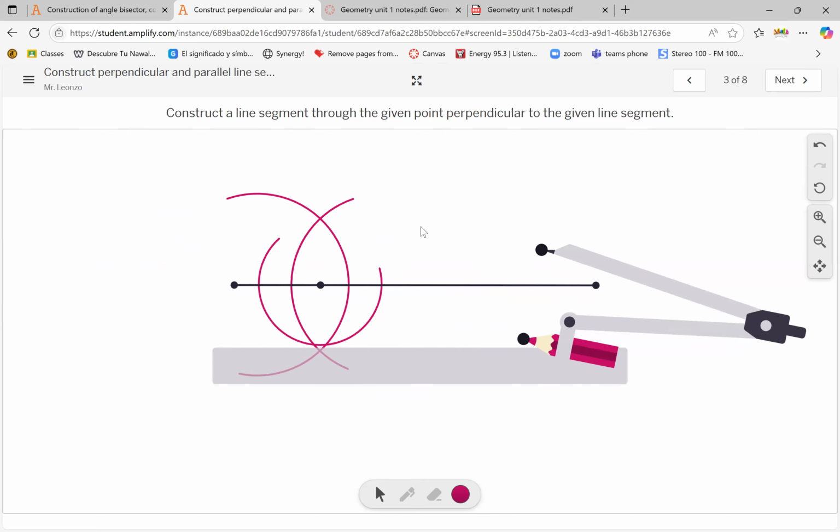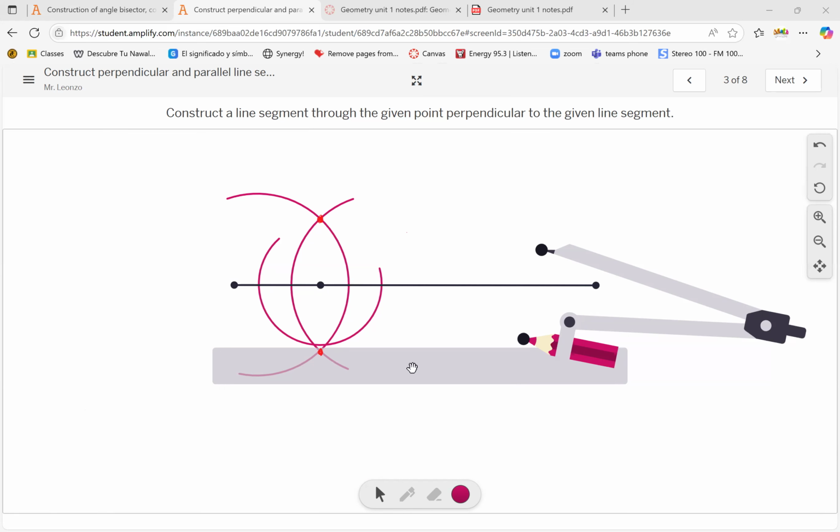So what did I do? I centered the compass at my intersection. So again, I had these points, and I put the side of the compass that doesn't have a pencil there, and then I created two arcs. Now, these arcs that I just created came out with two new intersections. Here's one, and here's the other one. You guys see my intersections?